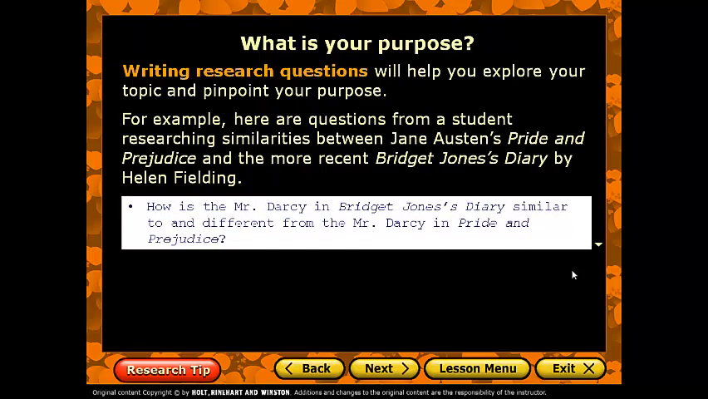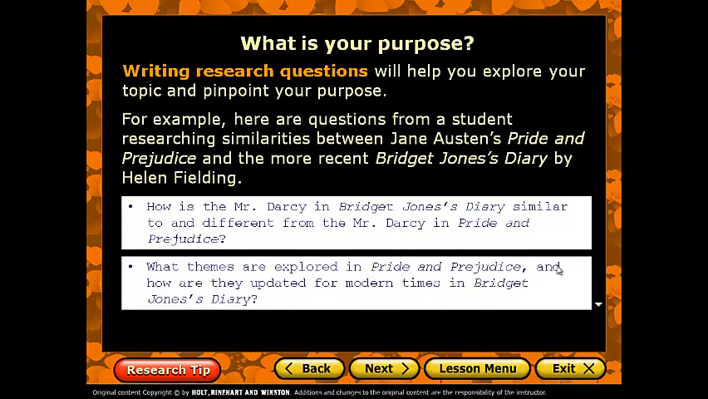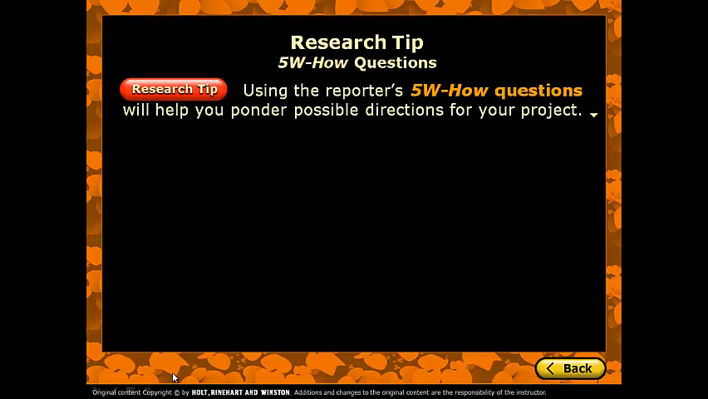So the first question is, how is the Mr. Darcy in Bridget Jones's Diary similar or different from the Mr. Darcy in Pride and Prejudice? And what themes are explored in Pride and Prejudice, and how are they updated for modern times in Bridget Jones's Diary? So you can see how it's refining or pinpointing that purpose of the writing by asking the how and what question.